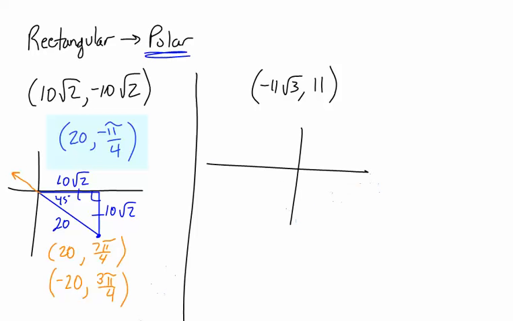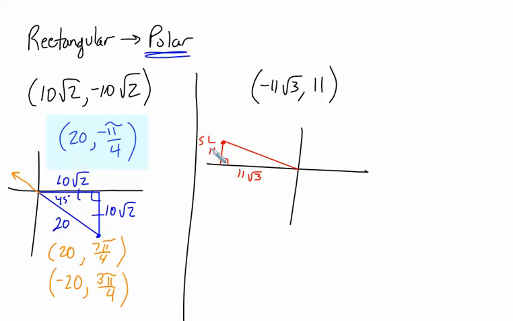Let's go to this next point. Negative 11 radical 3 comma 11. That means it's going to go left further than it's going to go up in this case. So negative 11 radical 3 comma 11 would be over here. We could draw it in. More likely than not, I will be giving points that are formed by special angles on our unit circle. So this is 11, this is 11 radical 3.